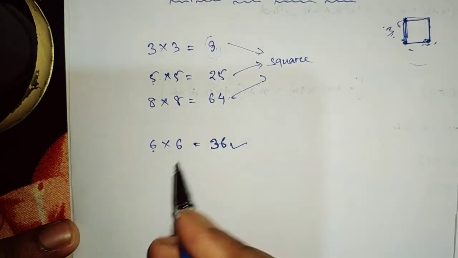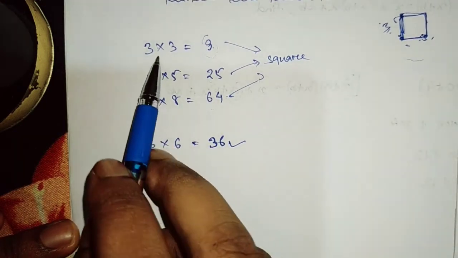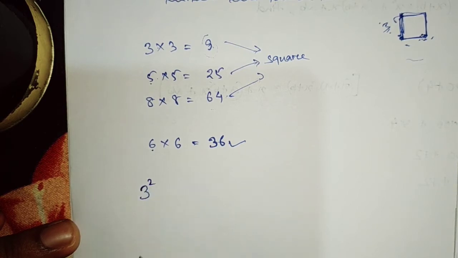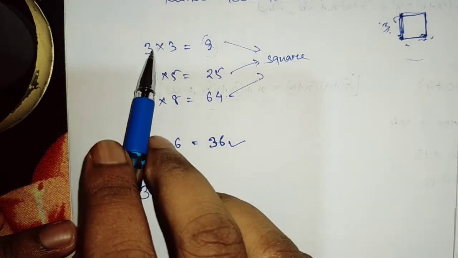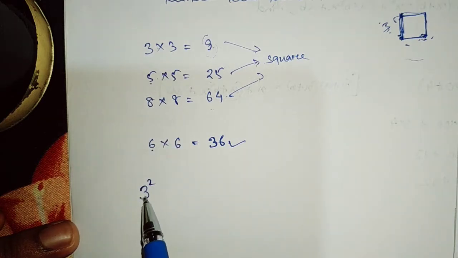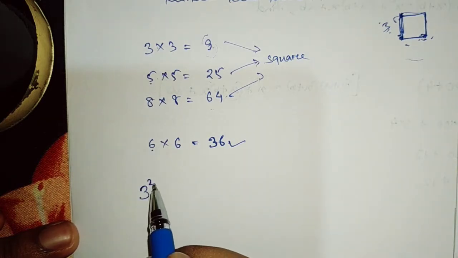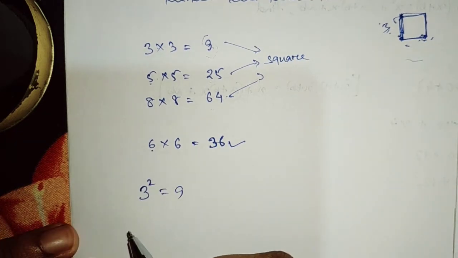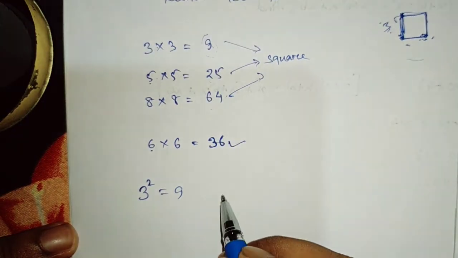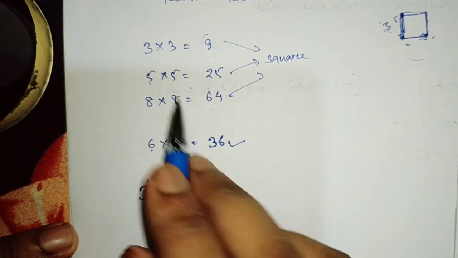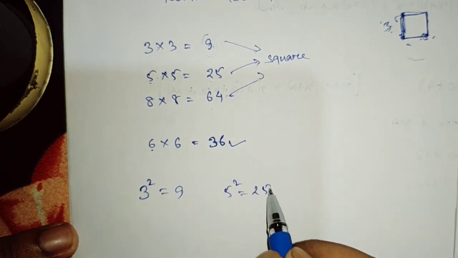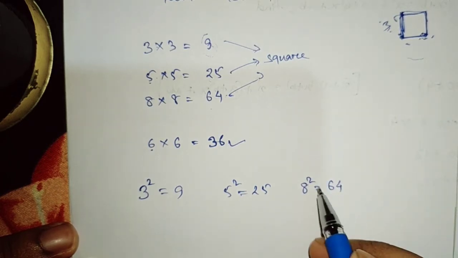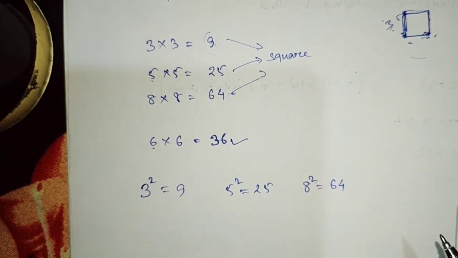Now how do we write a square? Suppose 3 square is 9, so we write a small 2 over the 3. Why 2? Because we have multiplied 3 two times. That is why over 3 we write the small 2, that means square. So 3 square is equal to 9. In this way we represent. This 25 will be represented as 5 square. 5 square is 25. Then 8 square is 64. In this way we represent square numbers.